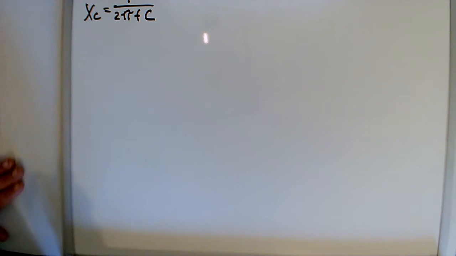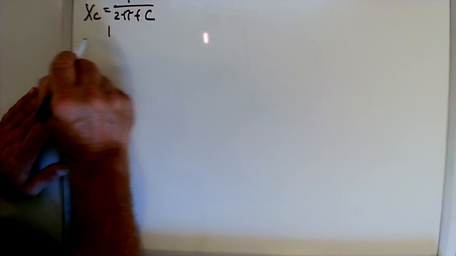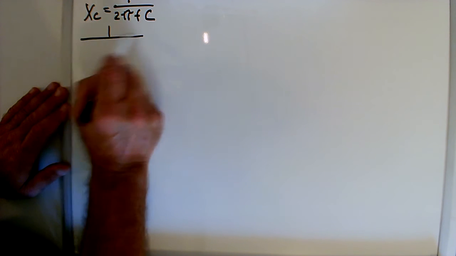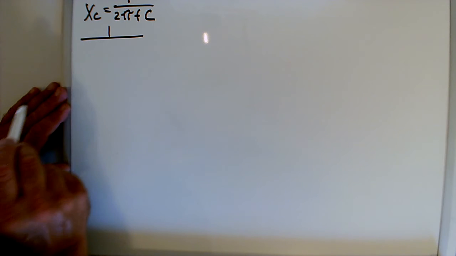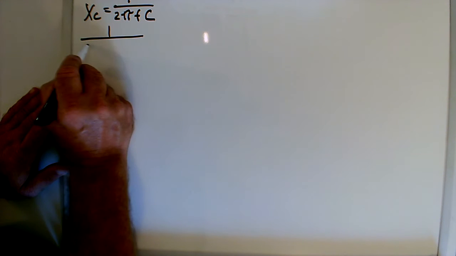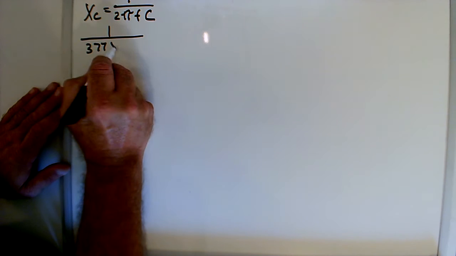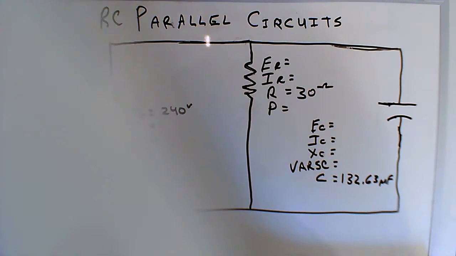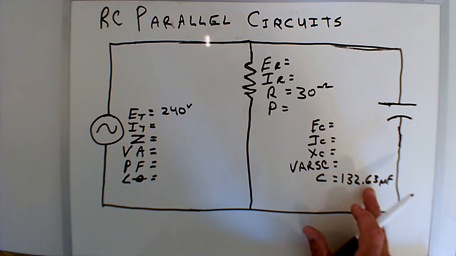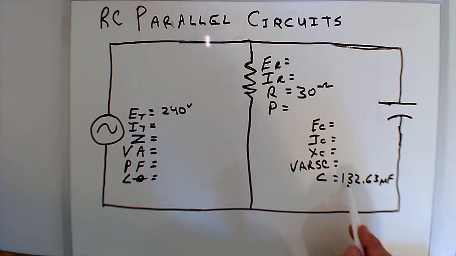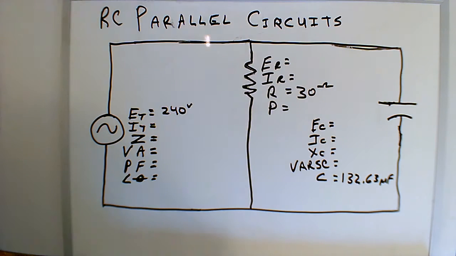So in this case, we've talked about it before, we know that 2 times pi times 60 hertz, and we're going to assume every circuit is 60 hertz unless I tell you otherwise, is 377, or close enough, and then we're going to multiply it times the capacitance. You have to remember that that is a 132 microfarad capacitor, so I need to move that decimal place 6 places.